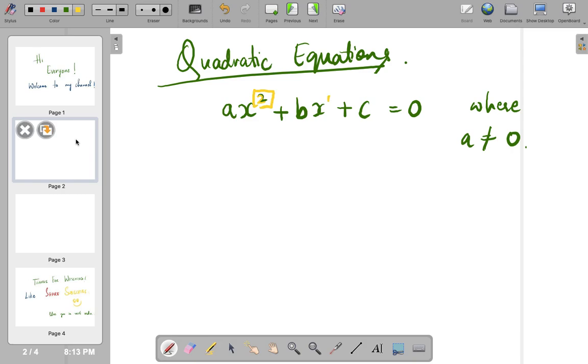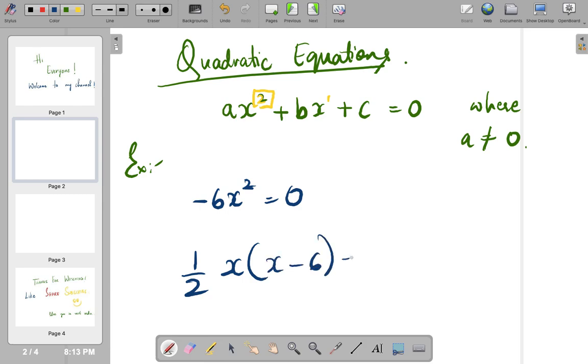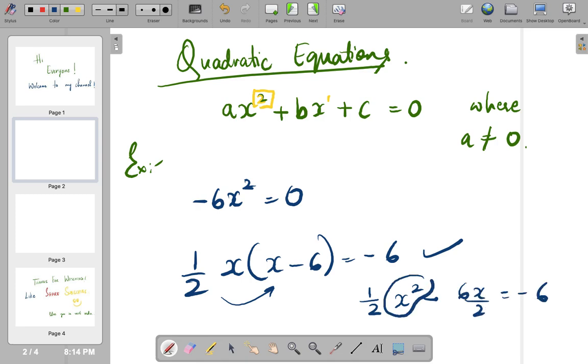Okay. I'll give you some more examples. Like for example, minus 6x square equal to 0. You can see the highest power of x is 2. Half of x times x minus 6 equal to minus 6. Yes, definitely even this is a quadratic equation. I'll tell you why. If you multiply this, you get half x square minus 6x by 2 is equal to minus 6. If you observe here, the highest power of x is 2. Hence we assume this also as a quadratic equation.